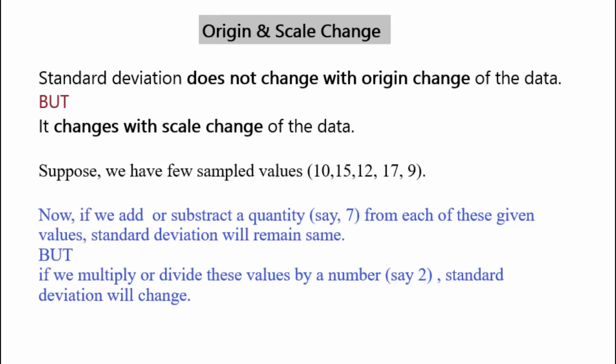Now, standard deviation does not change with a change of origin, but it changes with a change of scale of the data. Suppose we have a few sampled values: 10, 15, 12, 17, 9. If we add or subtract a quantity, say 7, from each of these values, the standard deviation will remain the same. But if we multiply or divide these values by a number, say 2, the standard deviation will change.